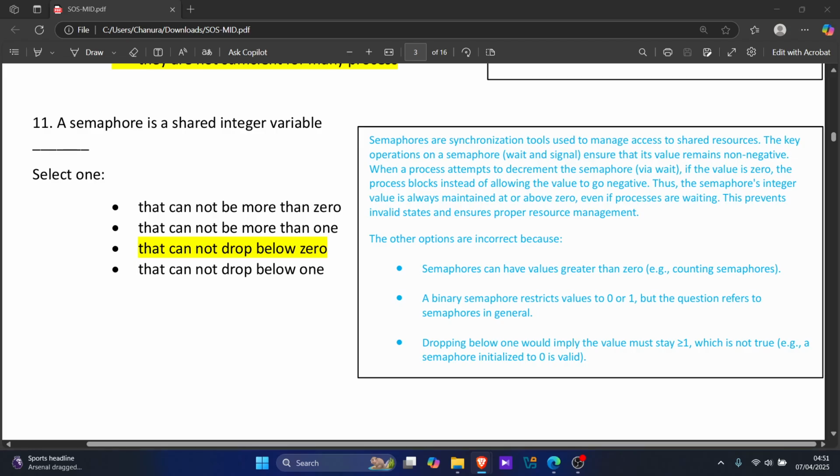The explanation provided also mentions that the key operations ensure the value remains non-negative. So even if processes are waiting, the semaphore's value is kept at 0 or higher. Therefore, the correct answer must be that it can't drop below 0.